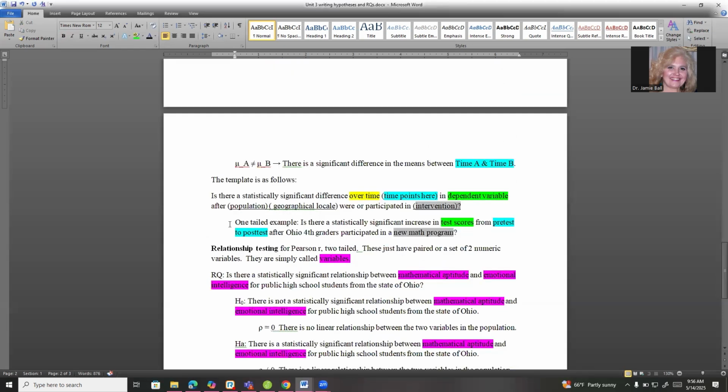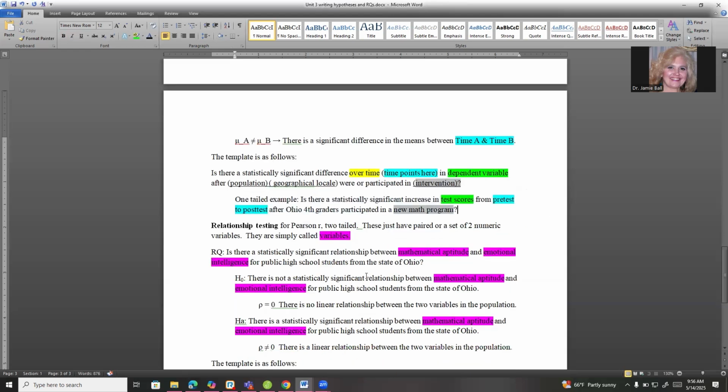It makes sense. Same thing here with my over time, my one-tailed example. Is there a statistically significant increase in test scores from pre-test to post-test after Ohio fourth graders participated in a new math program? Okay.